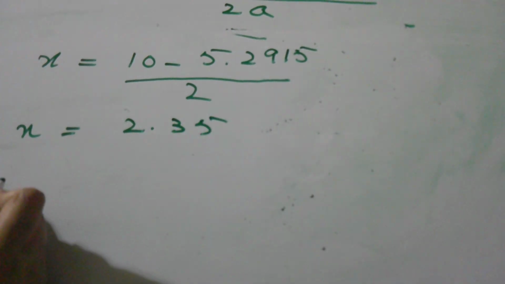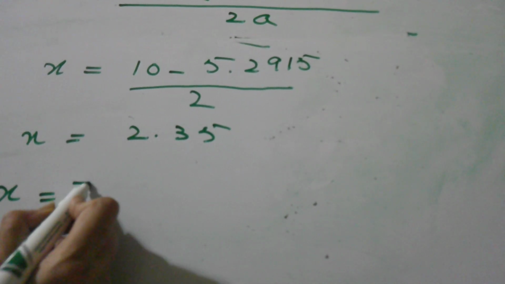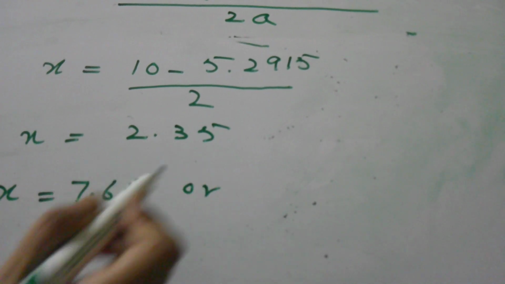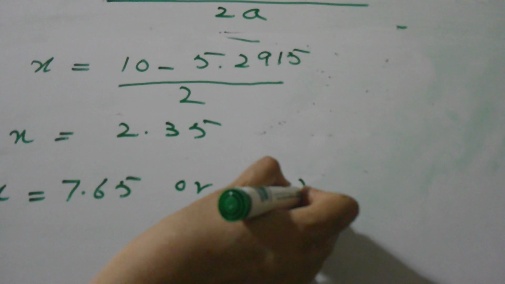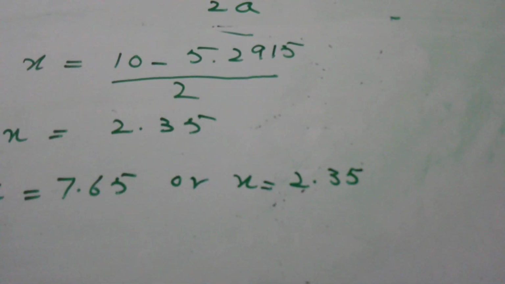So there should be two answers. x is equal to 7.65, or x is equal to 2.35. There should be two answers.